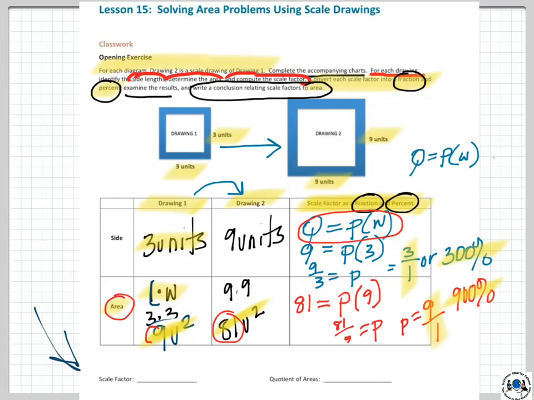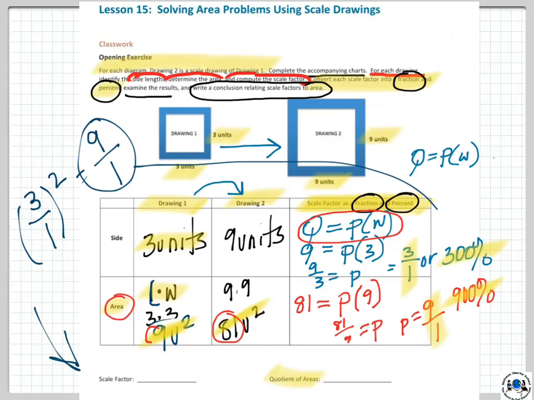And again, like I said, we will do this many times. But as was mentioned early in this lesson, to calculate this quotient of areas, if you do remember, you took your one-dimensional scale factor and you squared it. So if I square 3 over 1, that equals 9 over 1, which, of course, is right here. So that's how it works out.